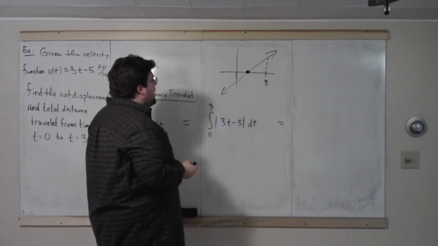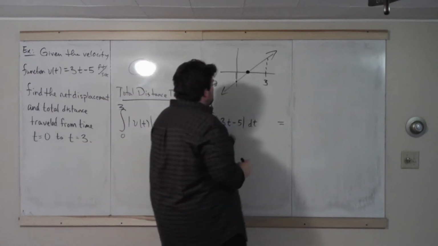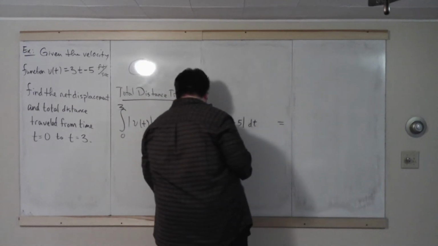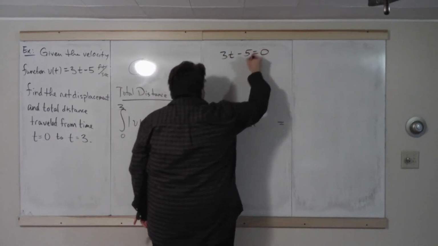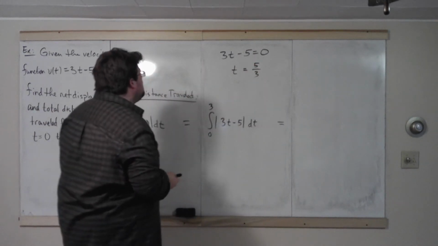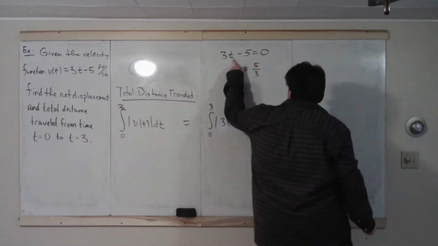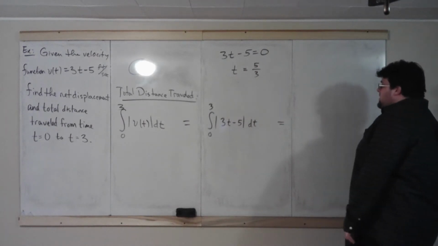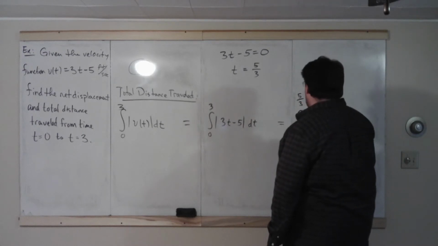Well, this is a line, so we do know it's going to look like this, y-intercept, positive slope. But what happens at that x value? Well, the y value is 0. So what we need to do to find that x value is set 3t minus 5 equal to 0. Add 5, divide by 3. 3t minus 5 equals 0 when t equals 5/3. Let t equal 5/3 there, the 3's cancel, you get 5 minus 5. So we know from that this integral is going to split at 5/3.